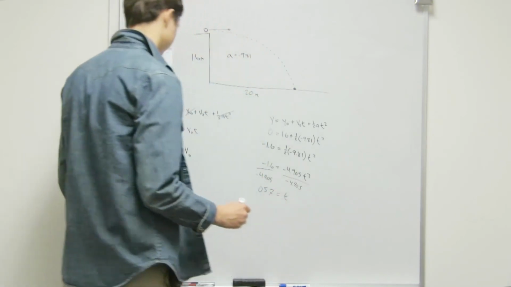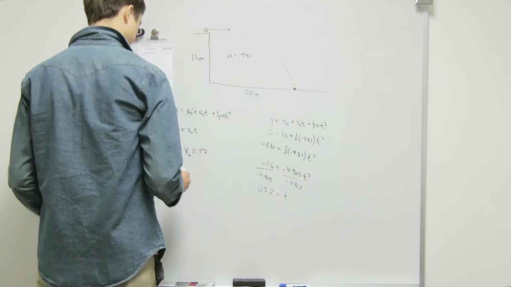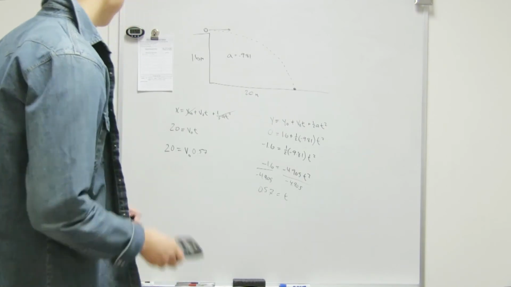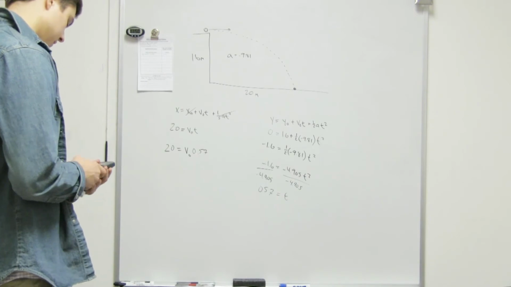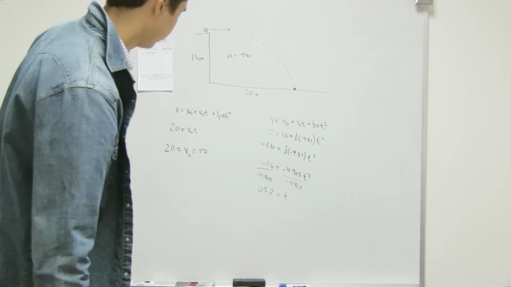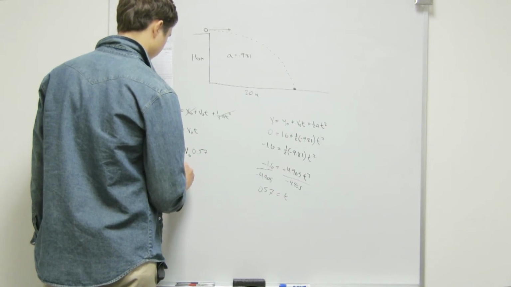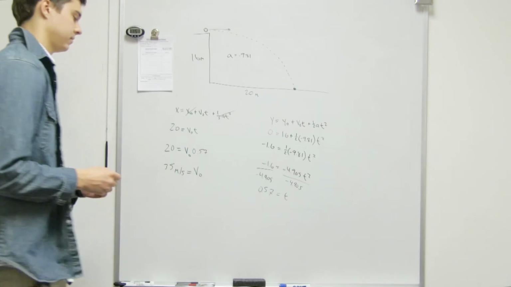That should give you a higher number than 20. Yep. That's the answer? That's crazy, because I was thinking that. So 20 divided by 0.57, so we get 35. And that's the correct answer. Yeah. So 35 meters per second equals v naught.